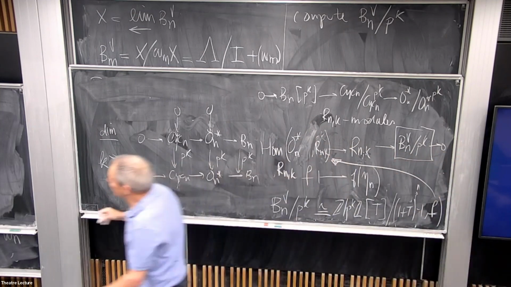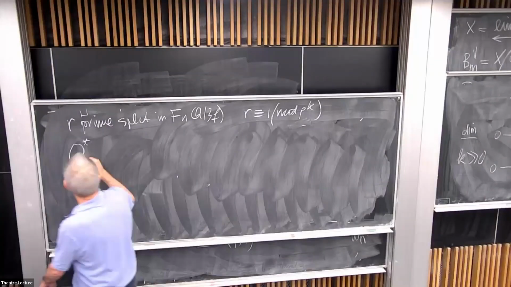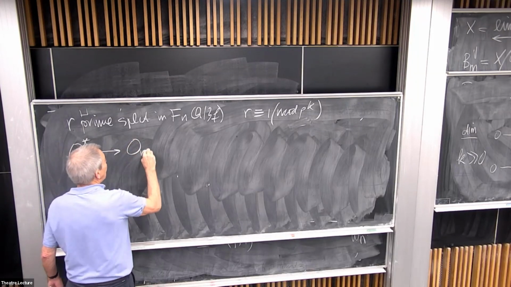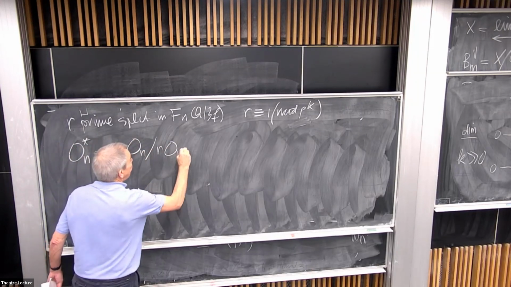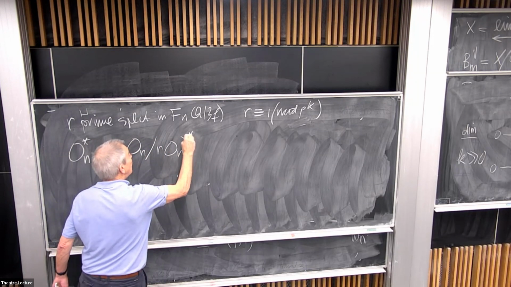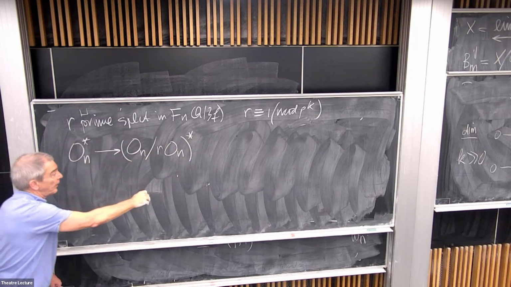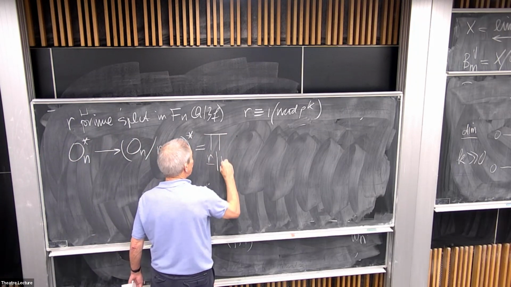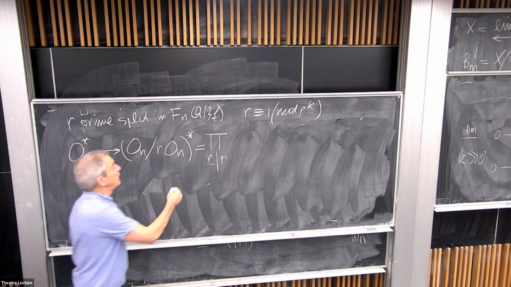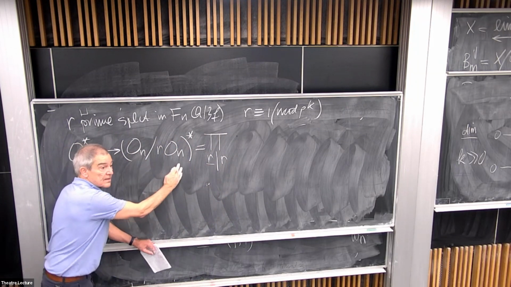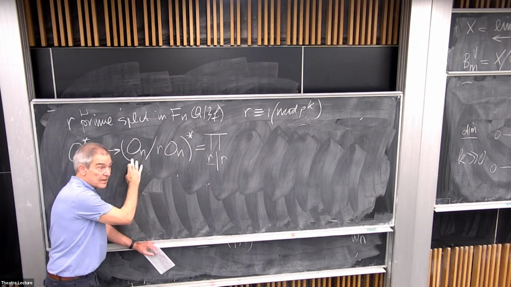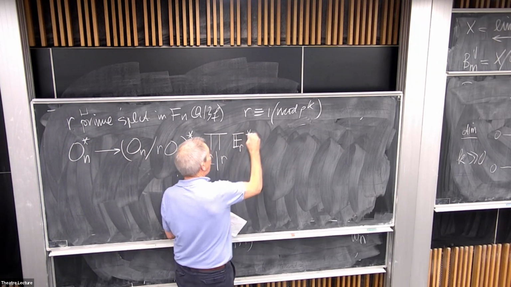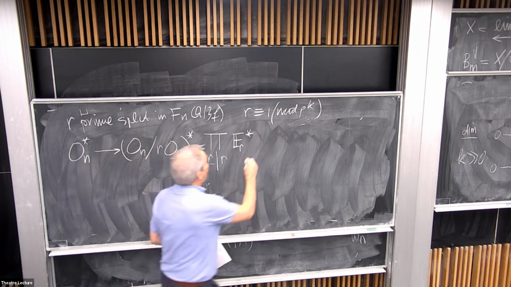So I start with a unit in On. Then I take it modulo R, and I go into the unit group. R splits completely in Fn, so this is the product over primes R that divide R in On. And this is the prime field because it splits completely. So I get the finite field Fr star, and I go there.